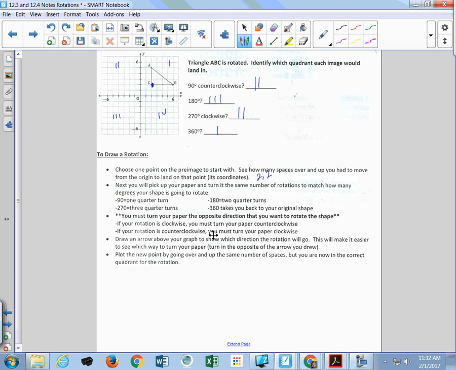When you turn your paper, it basically says if you want to go clockwise, point an arrow that way, so you know to turn your paper that way, because you want your rotation to be to the right or clockwise. Then once you get it all turned the way it's supposed to be, we're going to plot the new point by going over and up the same amount of spaces as we took in our first coordinate.